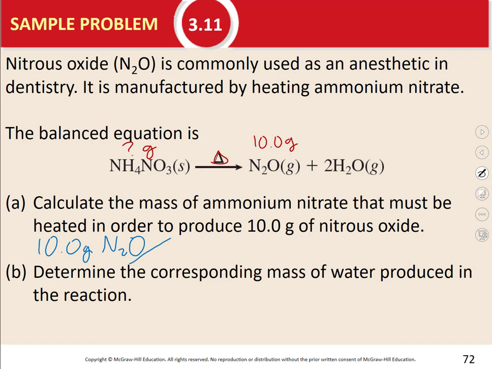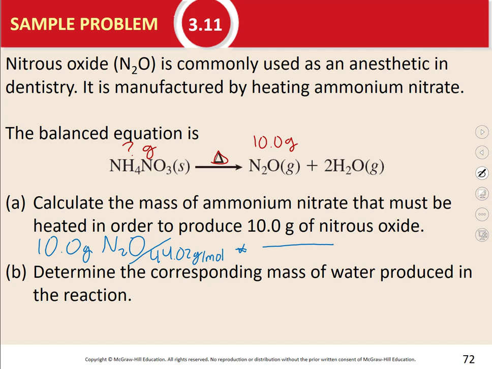So molar mass of N2O. That's 2 nitrogens at 14.01 apiece, plus 1 oxygen at 16. Gives me a molar mass of what? Good. 44.02 grams per mole. That will give me moles of N2O. Once I'm at moles of N2O, then I can multiply by that molar ratio. You can stop and plug it in your calculator and find out what it is now, or you can just keep on going. Doesn't really matter. To save space, I'm just going to keep going.